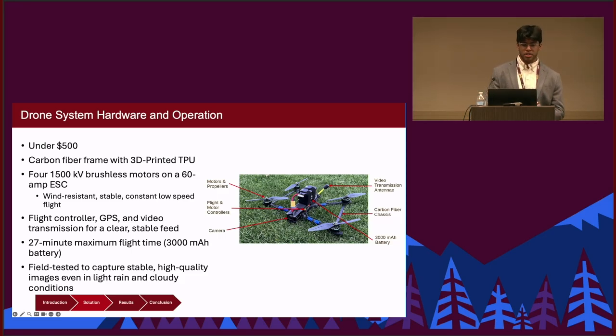And then we have live video transmission feed, so that way the user can monitor what the drone is seeing and if they're getting a stable video feed in real time. Now in this case, we used a 3,000 milliamp hour battery, which proved to be reliable with a 27-minute total flight time in this use case, which is great for small farms where we can cover 2 to 3 kilometers of a continuous flight path.